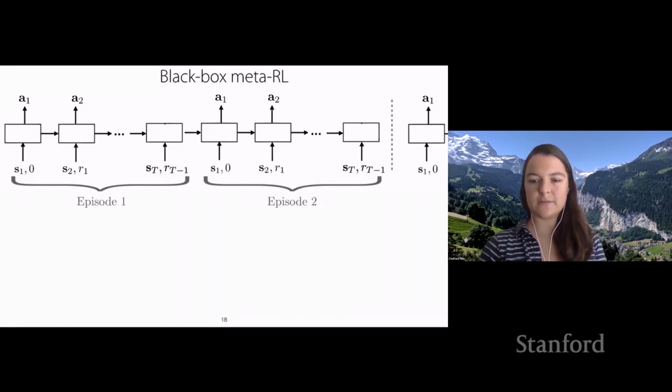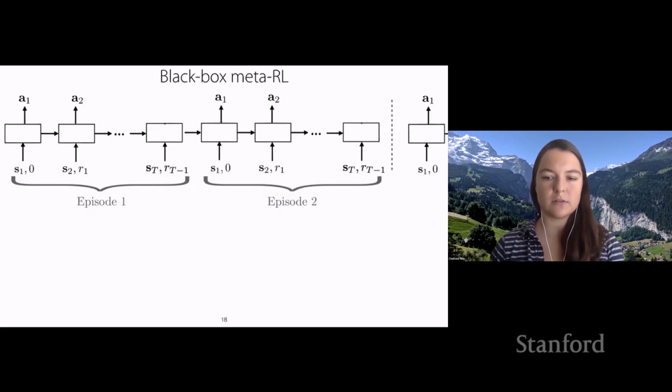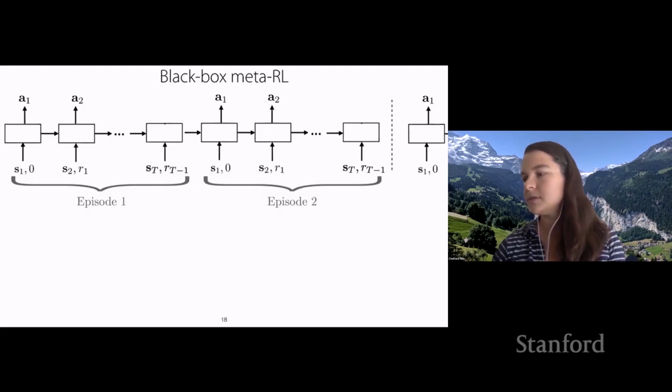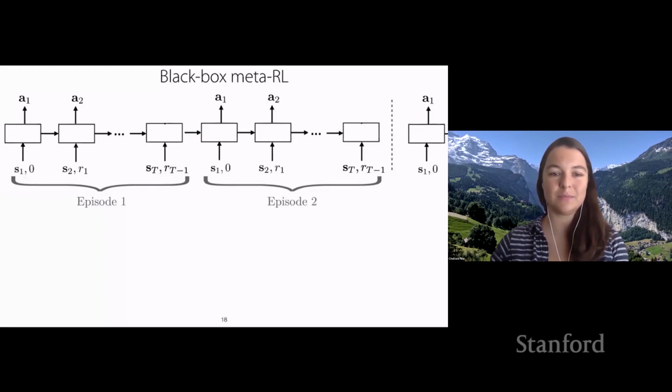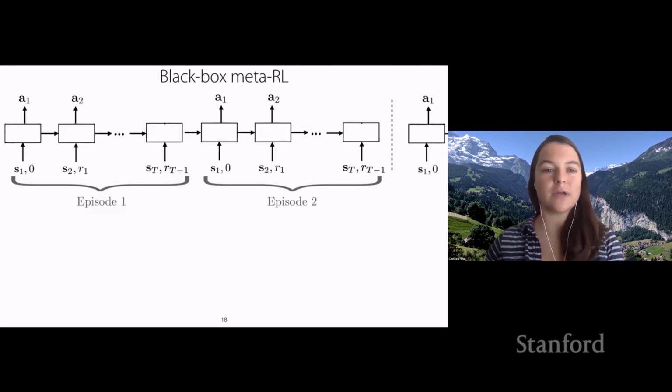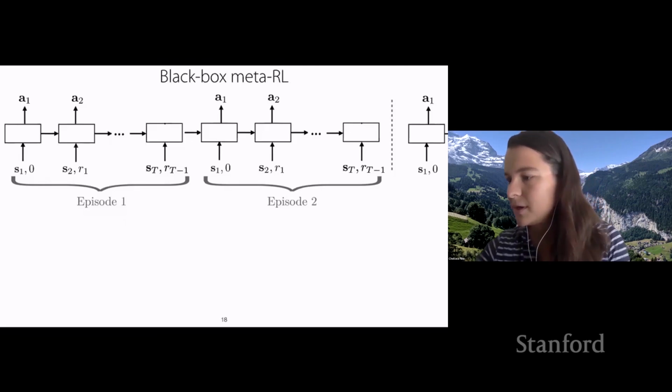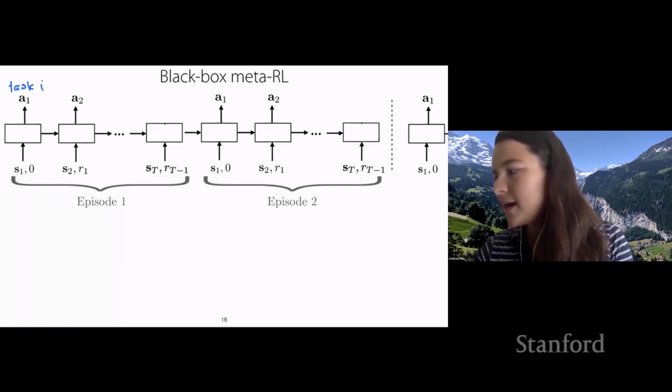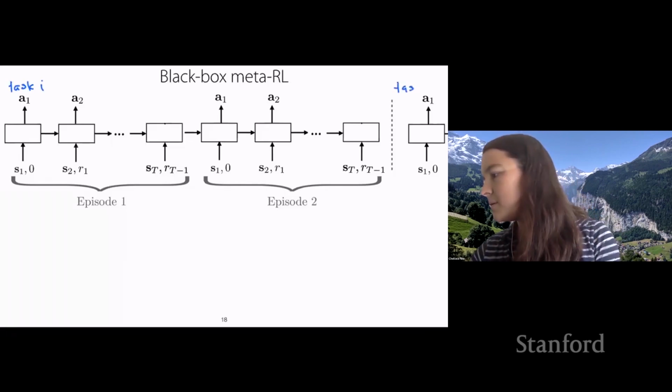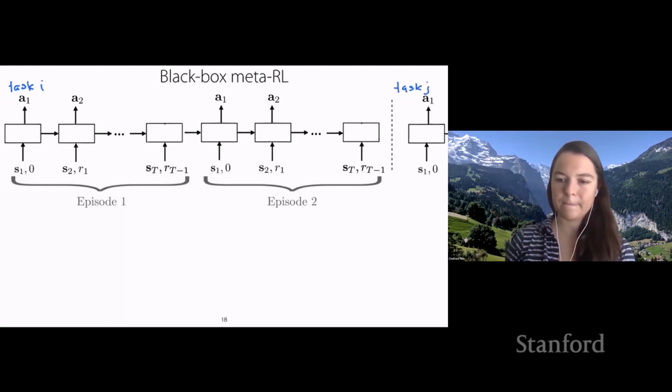Someone is asking, if you restart the hidden state, how does the model learn? So the model is able to learn within a task. You don't reset the hidden state within that task because it needs to be able to learn how to solve that task across episodes. You only reset the hidden state when you're trying to then learn a new task. So this would be task I, and this might be task J.